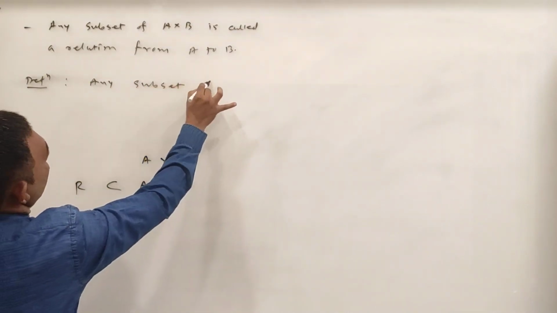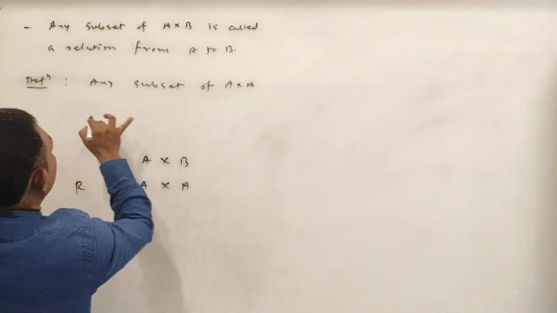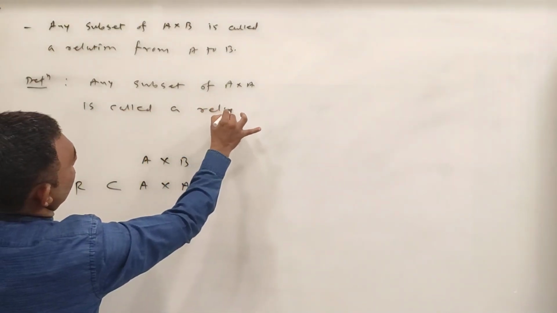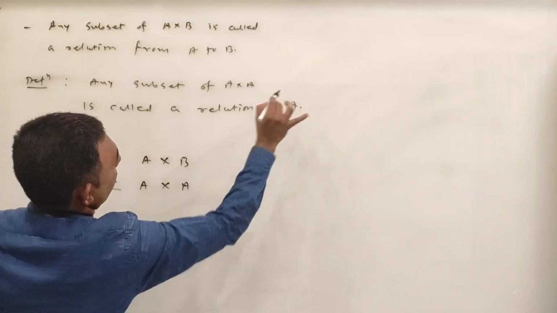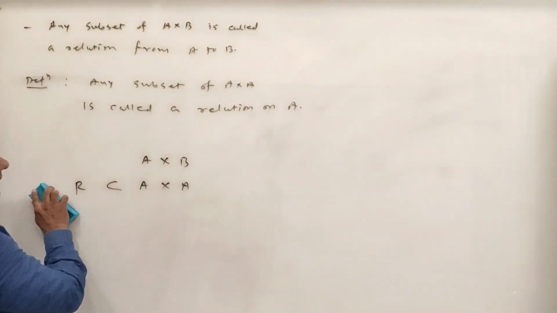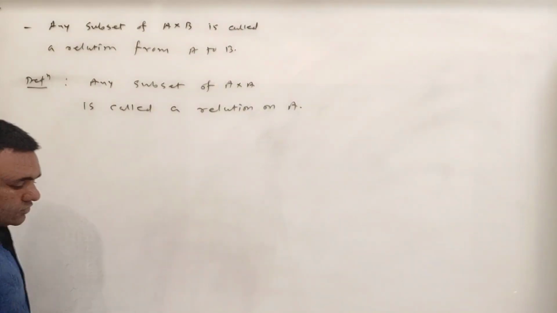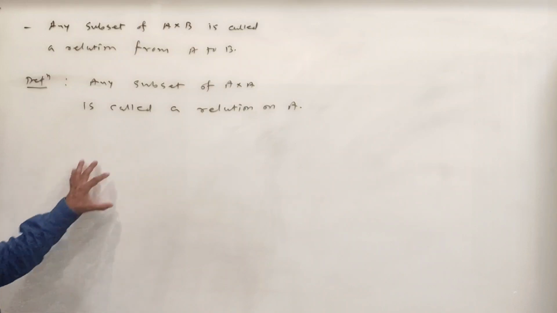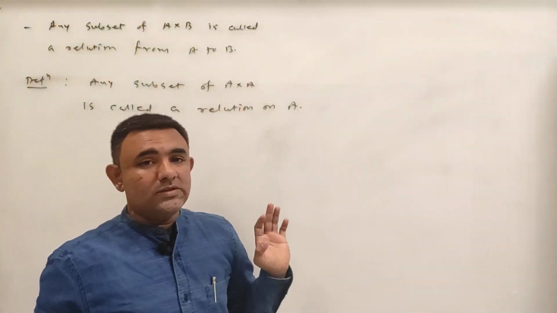Any subset of A cross A is called a relation on A. इसको बोलते हैं relation on A, not from A. It is also true from A to A, but we'll just say it is a relation on A when A and B are same.